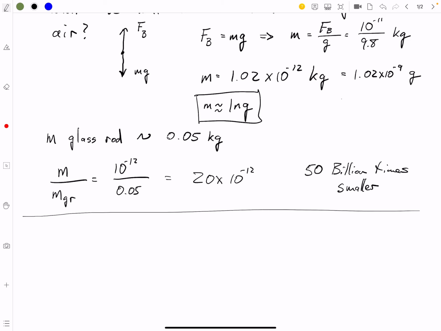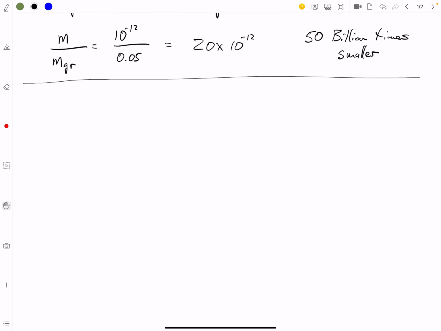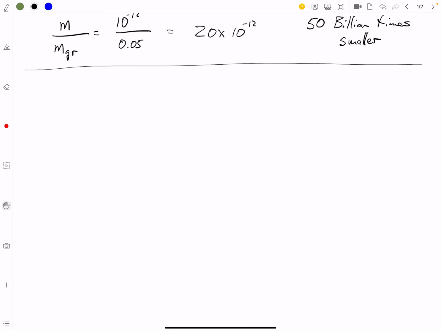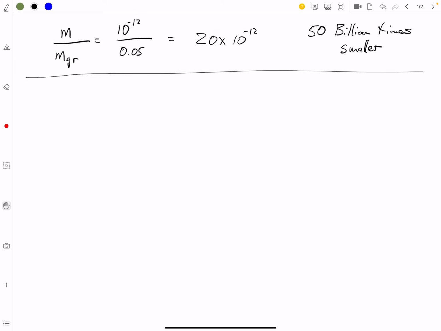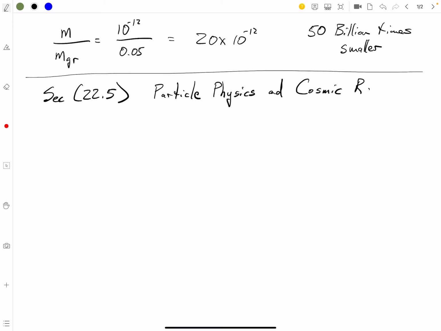All right, we're going to move now to the next section, section 22.5. This is particle physics and cosmic rays. It's cosmic, brother. It's cosmic, baby.